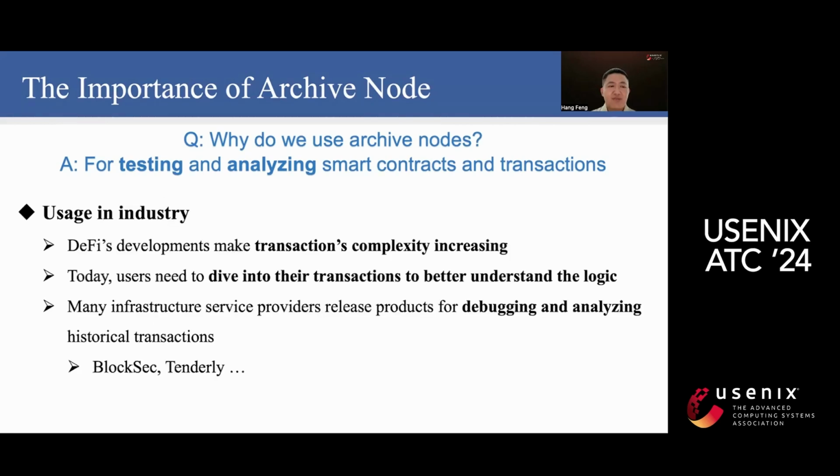In industry, more and more users need to dive into their transactions to better understand the execution logic because of the increasing transaction complexity. Thus, many infrastructure service providers such as BlockSec and Tenderly release products for debugging and analyzing historical transactions. All of the above use cases depend on historical states and archive nodes.